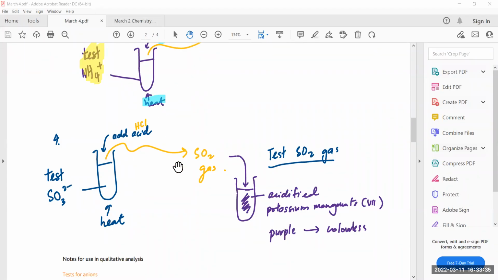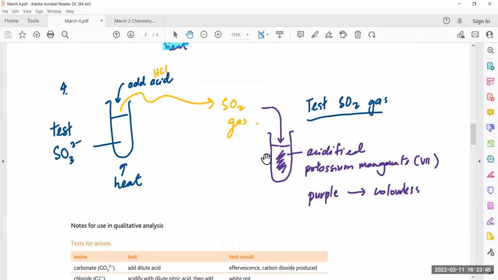Okay, for sulfite, you add hydrochloric acid, then you heat it up, it releases sulfur dioxide gas, which changes potassium manganate from purple to colorless. Okay?